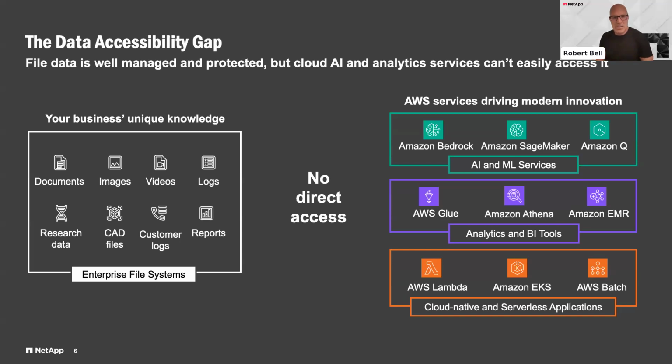And it really has tons and tons of very advanced and useful features, and it can be applied to lots of different workloads. A lot of companies rely on ONTAP as the storage for the enterprise file system, which holds all the documents, images, videos, and logs created by different systems, research data, engineering data, customer logs, and reports. That is often stored in these systems, and ONTAP is one of the leading technologies for storing that. And then, in parallel to that, you've got these new services that keep popping up, and these services are really the ones driving modern innovation.